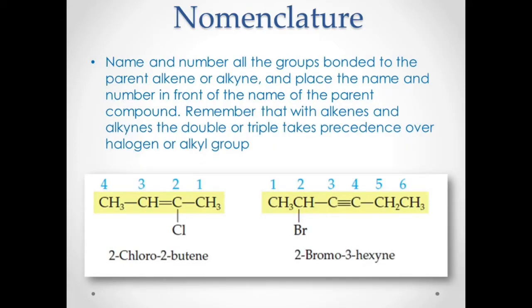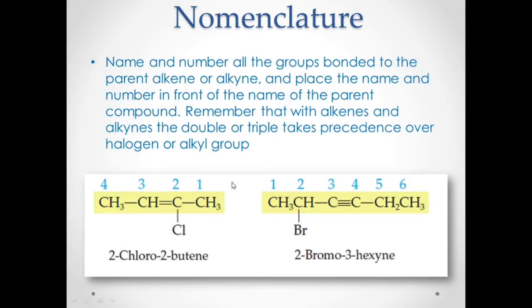So the third rule is name and number all the groups bonded to the parent alkene or alkyne and place the name and number in front of the name of the parent compound. Remember that with alkenes and alkynes, the double or triple bond takes precedence over halogen or alkyl group. Okay, so how do we do that?